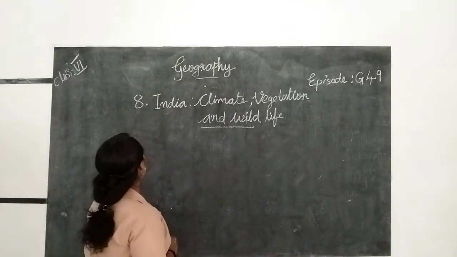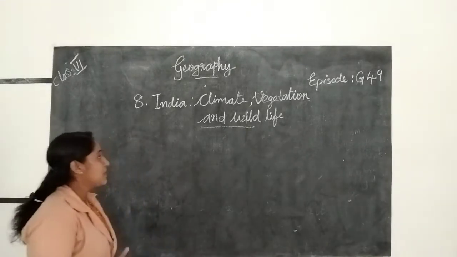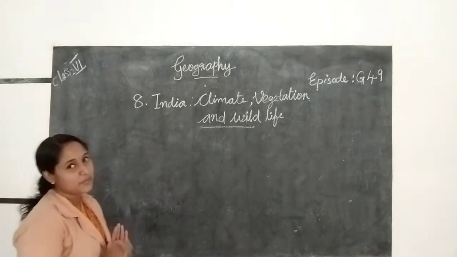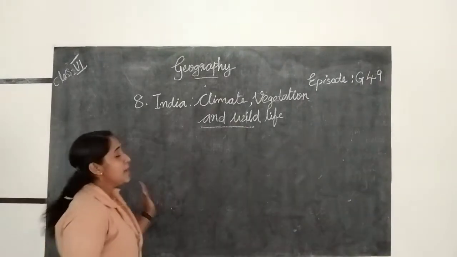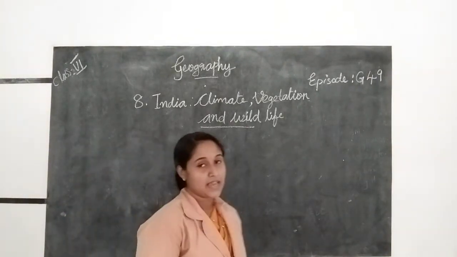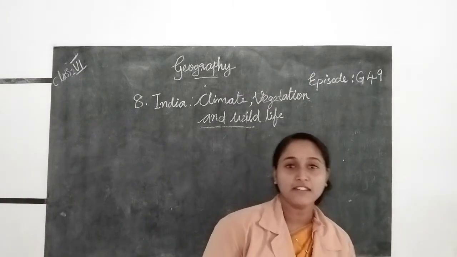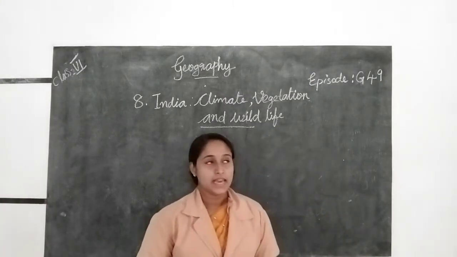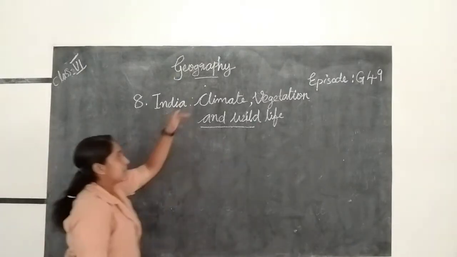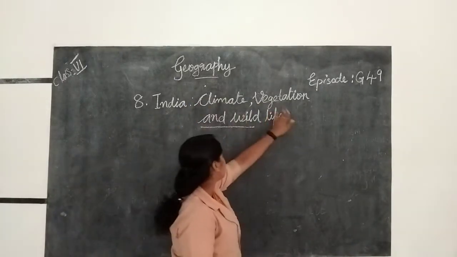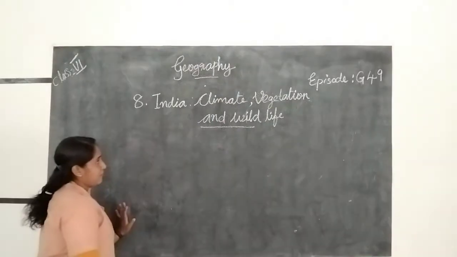Our geography 8 chapter: India, climate, vegetation, and wildlife. This is our last chapter in our geography text. In the previous chapter, we discussed the physical and geographical features of India. Now we are going to study the climate, vegetation, and wildlife.